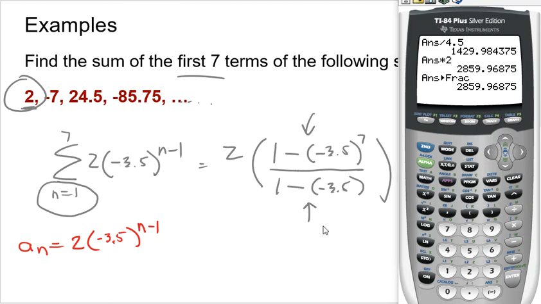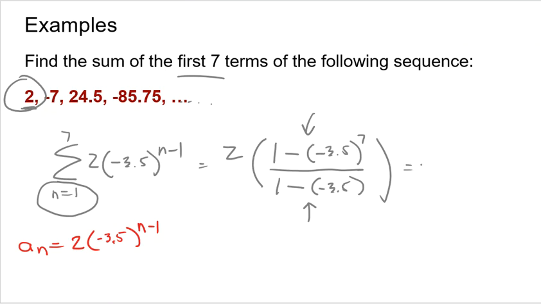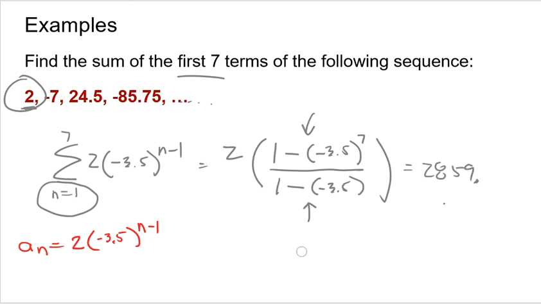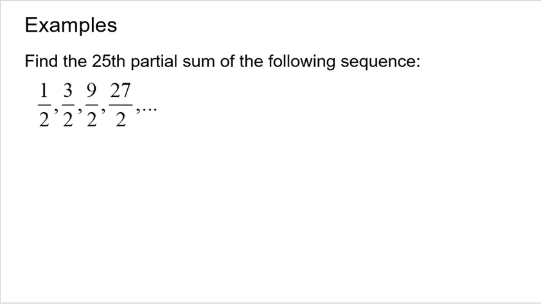All right, so my final answer is 2,859.9688. All right, there we go. Ugly, but when you got a bunch of decimals, ugly is kind of what you get. But again, I'm following my formula. Can't go wrong. All right, let's try another example here.